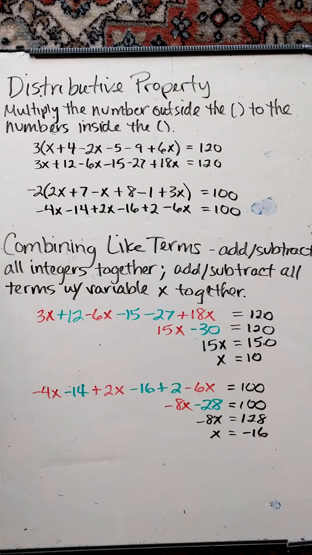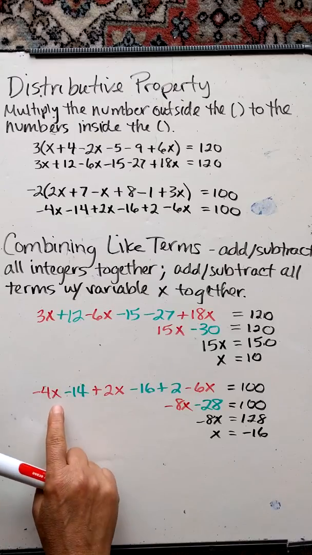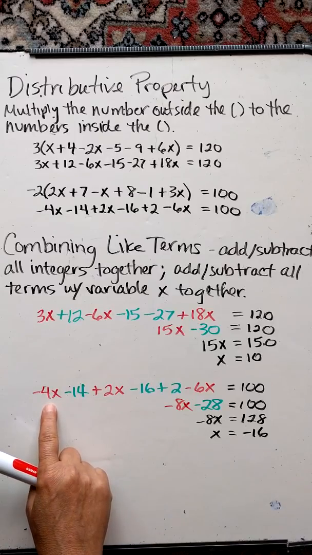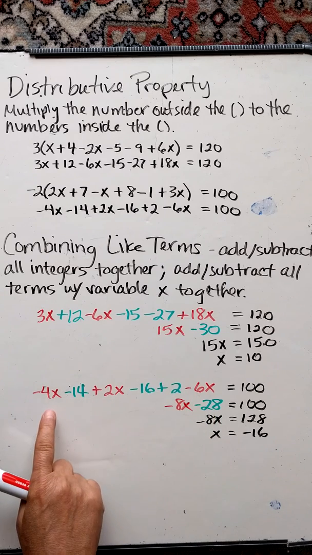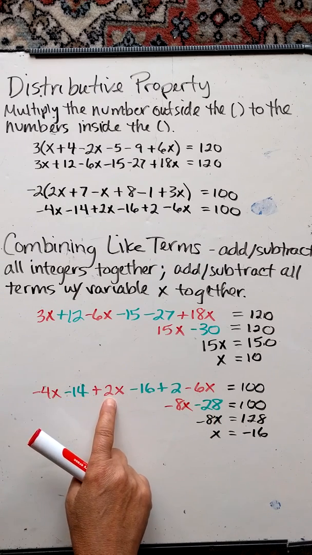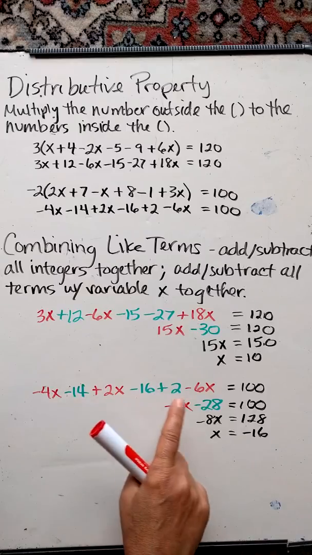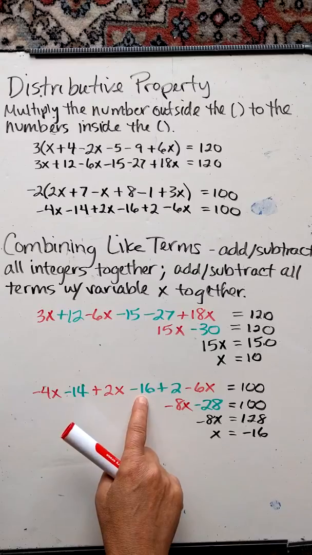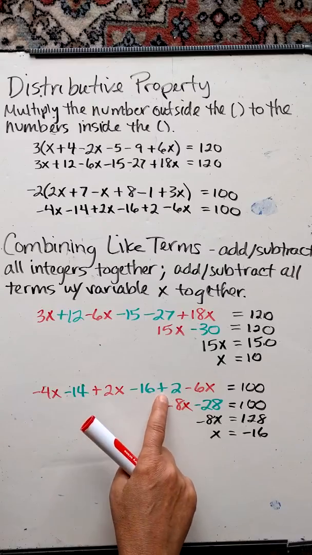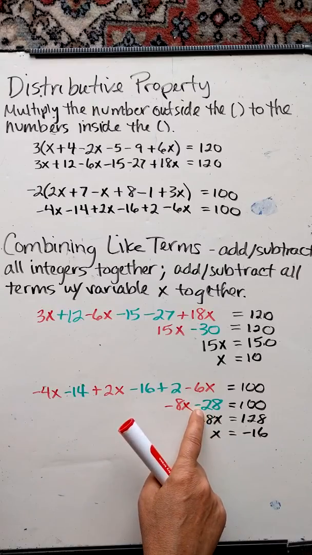Now finishing off this equation, I come down here, I combine like terms. Again, I color-coded it, so all my x's are going to be combined, and all my integers are going to be combined. So -4x plus 2x is going to be -2x plus -6x is -8x. Then -14 minus 16 is -30, plus 2 is a -28.